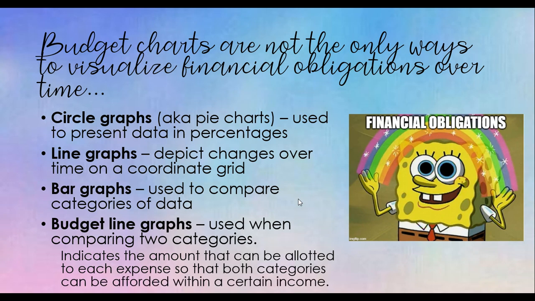Budget line graphs show how much you can spend so that you can afford both categories within whatever your budgeted income is. Like I said, it really gets into the analytics of, okay, here's your maximum amount that you can spend for both of these. Otherwise, it's unattainable, or you're going over your budget, or something like that.